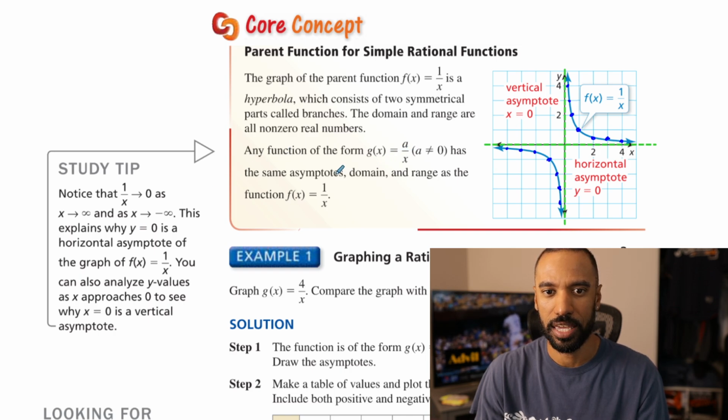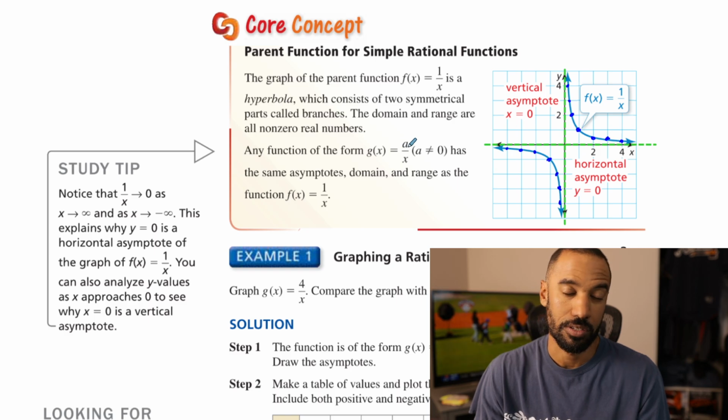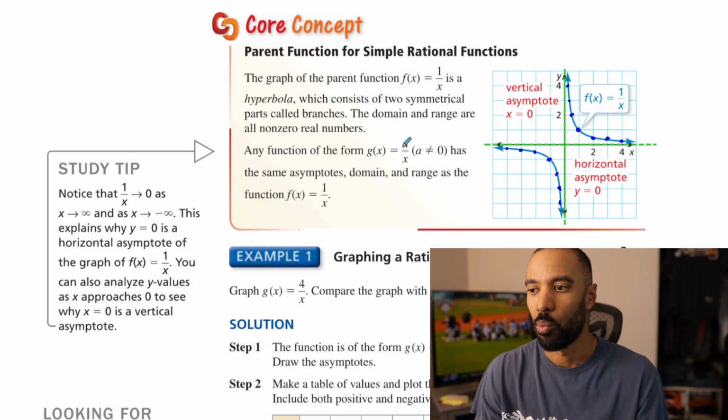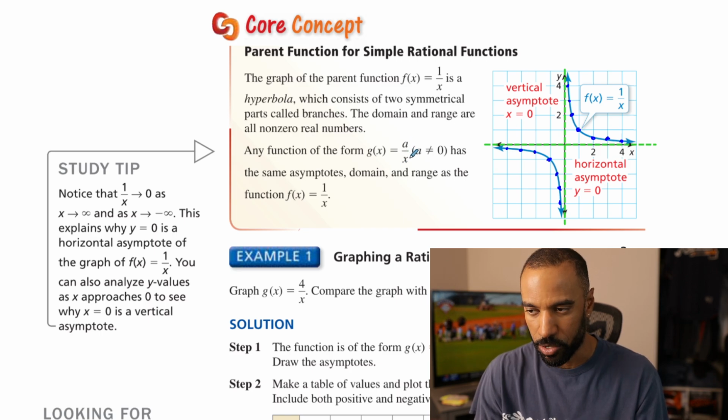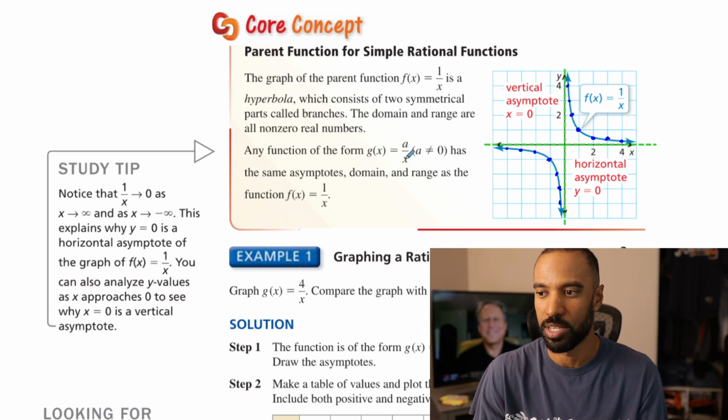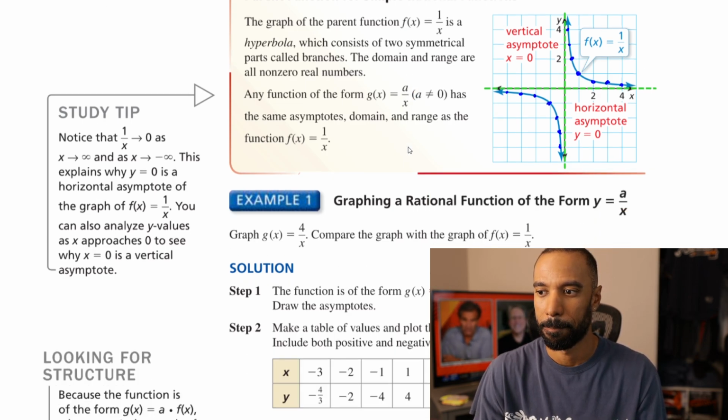Now, they mentioned one other thing, guys. We have the same asymptotes, domain and range, no matter what a is, as long as it's not 0, and it won't be. If a is 2, negative 3, positive 10, whatever it is, you're still dividing by 0 in this case, and as x gets really big, you still approach 0 for y. So same asymptotes, therefore same domain and range for those.